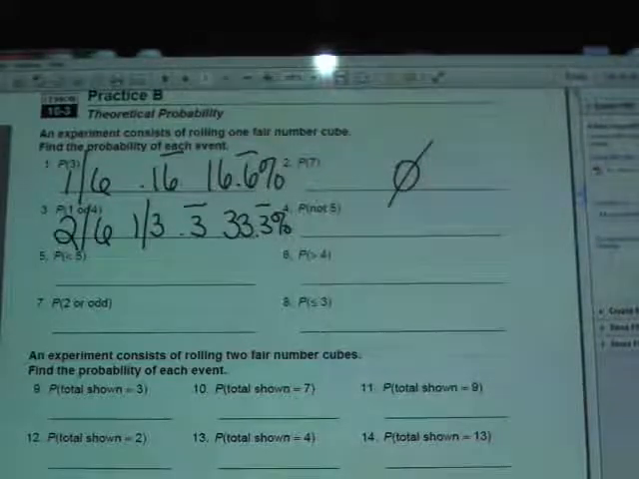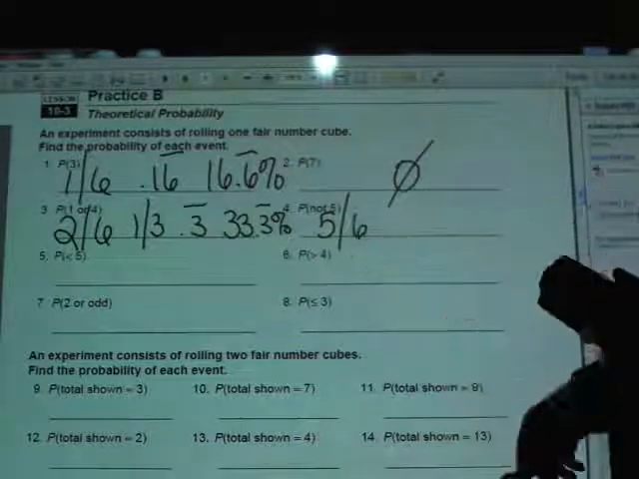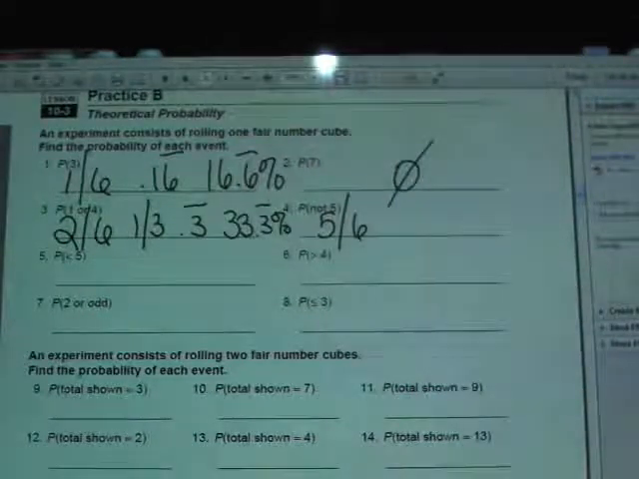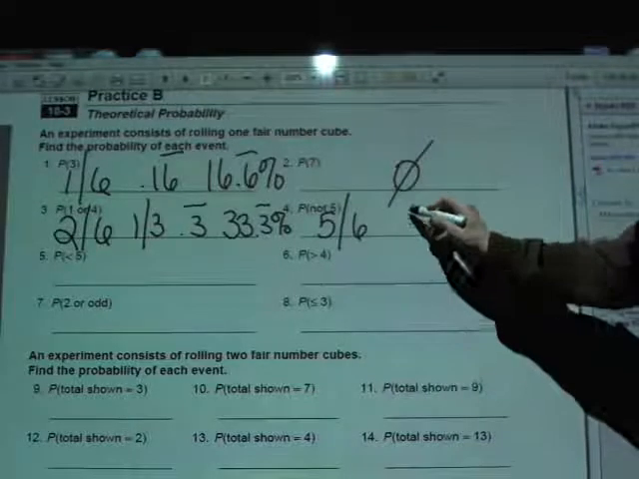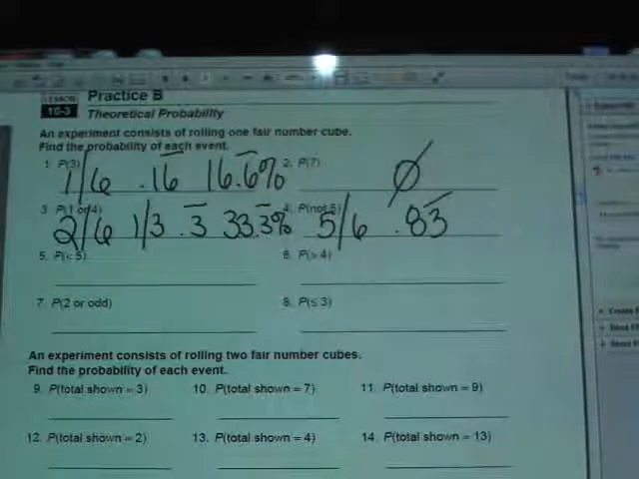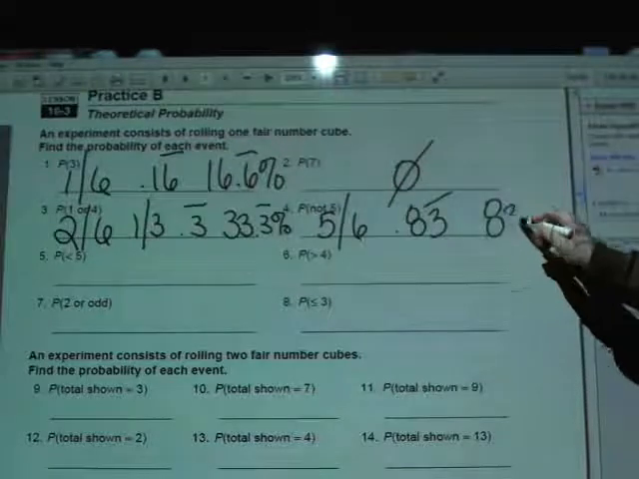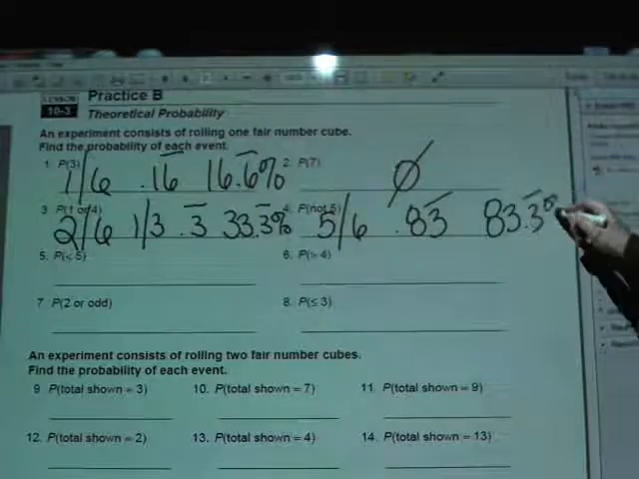All right, number 4 is asking about the probability of not getting 5. So everything except for 5. So 1, 2, 3, 4, and 6 will all be winners here. So 5 winners out of 6 possibilities. 5/6 does not reduce, but we can take that to a decimal, and we'll write 0.83 with the 3 repeating. And we can change that into a percent by moving that decimal twice to the right and adding a percent sign for 83.3 repeating percent.